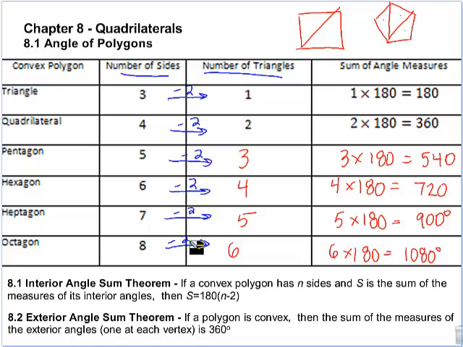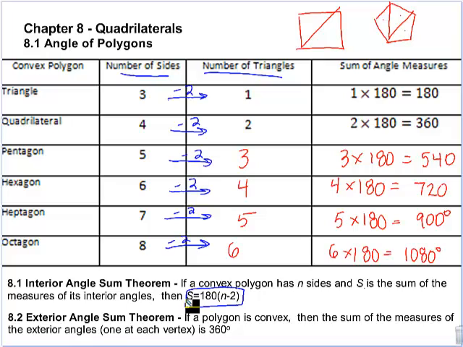So we have a formula that would help us find it. We have to subtract 2 from our number of sides, and then we times it by 180. That's what our interior angle sum theorem says. If a convex polygon has n sides, and if S is the sum, then the sum is equal to 180 times n minus 2, which is exactly what our chart was doing. We were multiplying our 180 by the number of triangles, and we got the number of triangles by taking the sides and subtracting 2 from it. All right, is that okay?